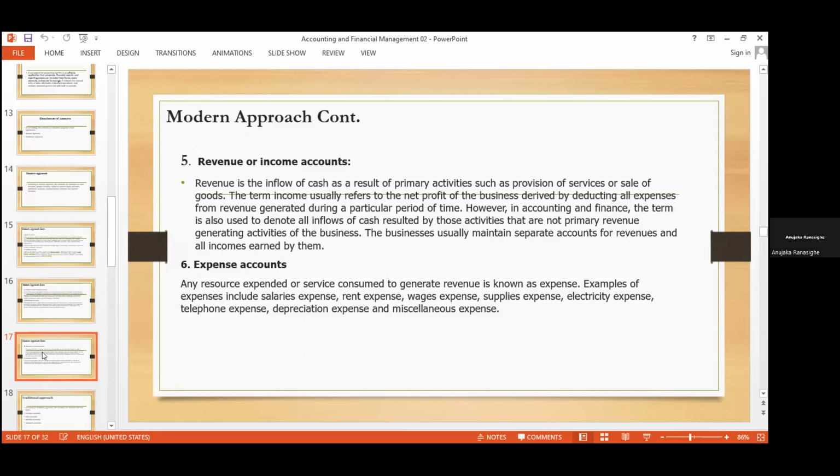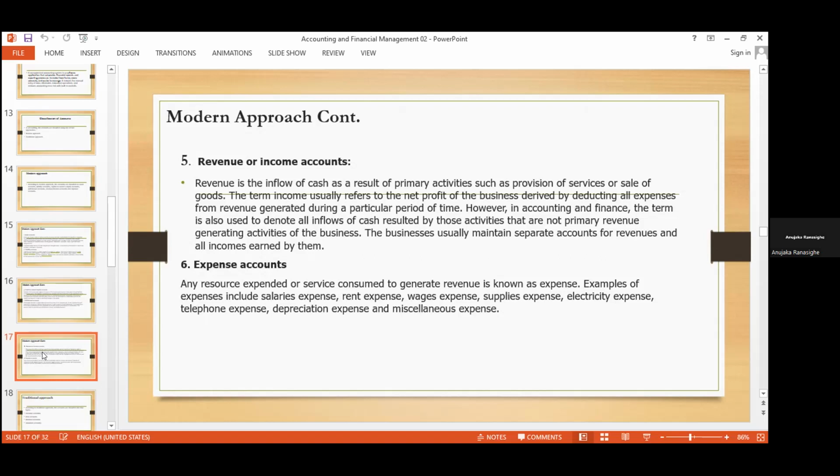Revenue and all the incomes, the income transactions are entered to this account. Revenue is the inflow of cash to the company from activities such as provision of service or sales of goods. The term income usually refers to the net profit of the business, derived by deducting all expenses from revenue generated during a particular period of time.